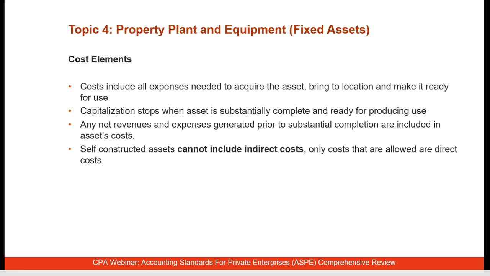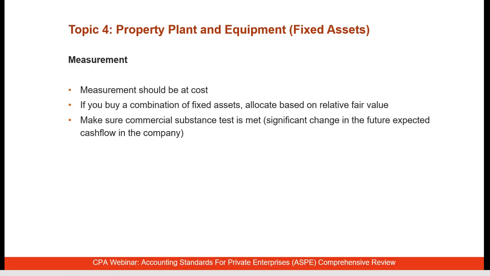Here I've already talked about those costs when it's complete or ready to use. Any net items practices are included in asset costs. Self-constructed assets cannot include indirect costs. Only costs that are allowed are direct costs. So it has to be very clear about what's being involved, like direct labor. It's not indirect labor. Like an accountant's salary in the corporate office, where it wasn't for the warehouse, you can't allocate those costs into the fixed asset. It makes common sense, right? Measurement should be a cost.